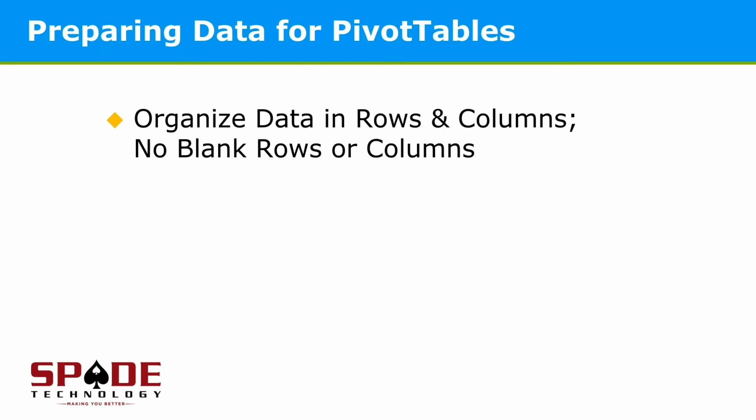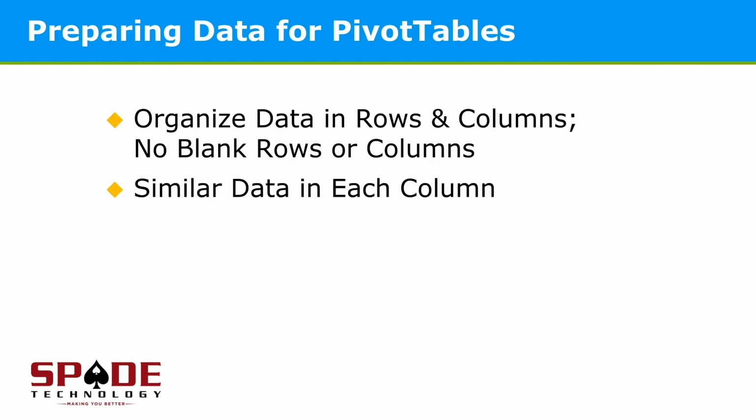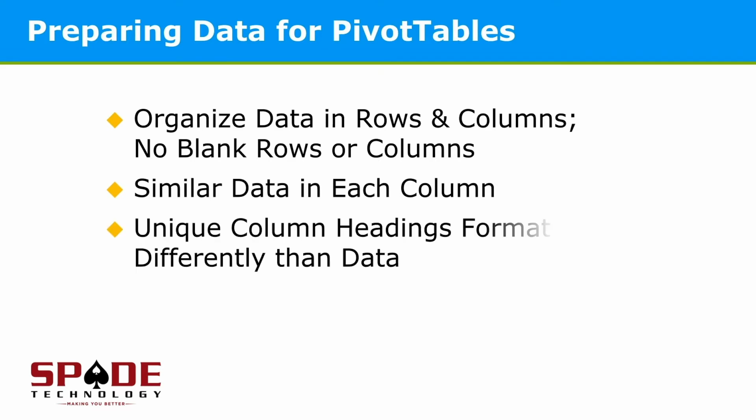Of course, you want to organize the data in rows and columns. Make sure that you don't have any blank rows or columns. It's okay to have blank cells. To successfully work with pivot table features, you should have similar data in each column. And to help Excel, those unique column headings should be formatted differently than the data.